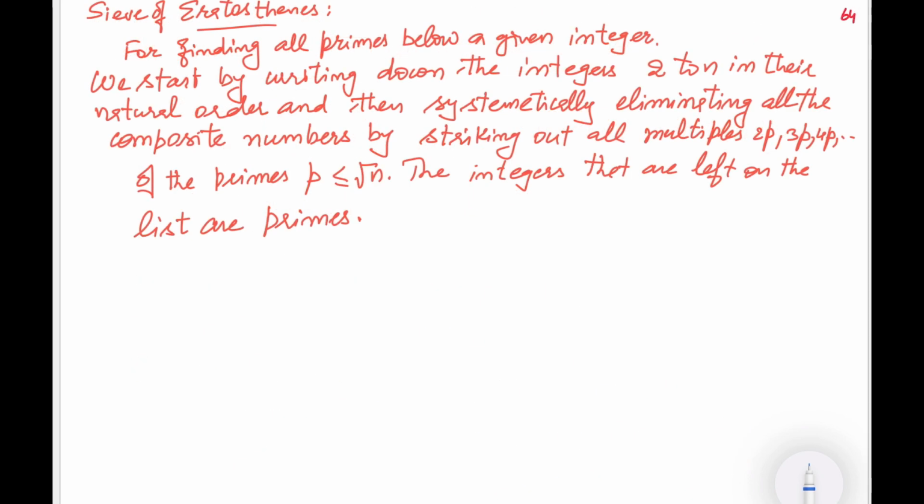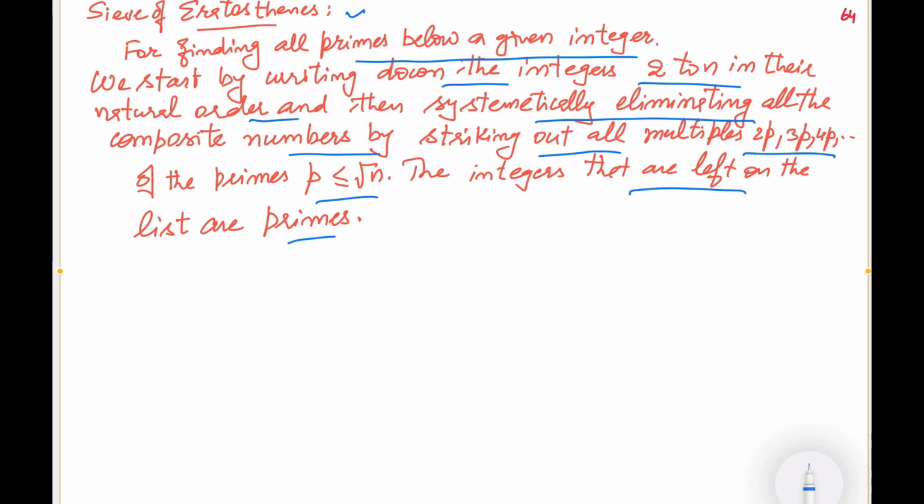Now let's discuss the sieve of Eratosthenes. This is a method of finding all the primes below a given integer. The steps are: we start by writing down integers from 2 to n in their natural order, and then systematically eliminating all the composite numbers by striking out all the multiples 2p, 3p, 4p, 5p and so on for all primes p less than or equal to the square root of n. The integers left give us the list of all the primes.